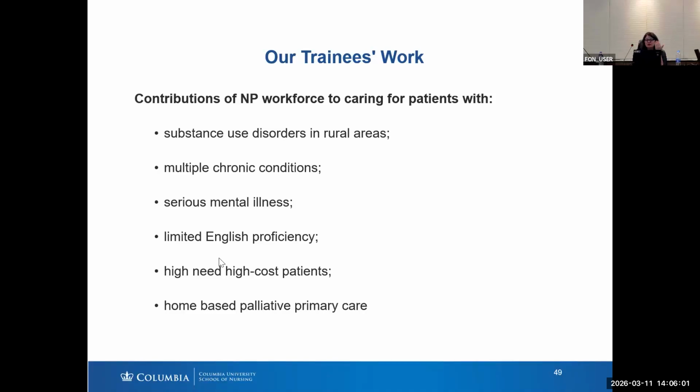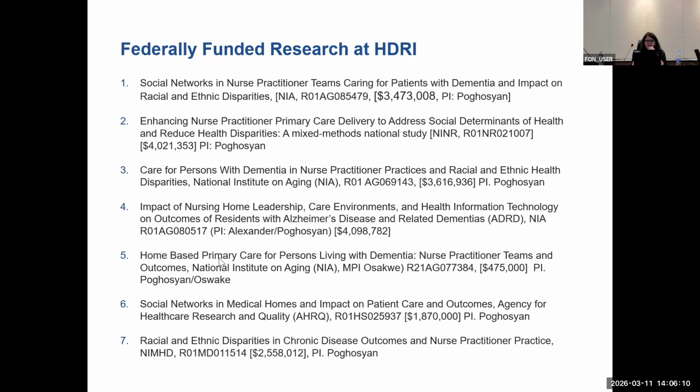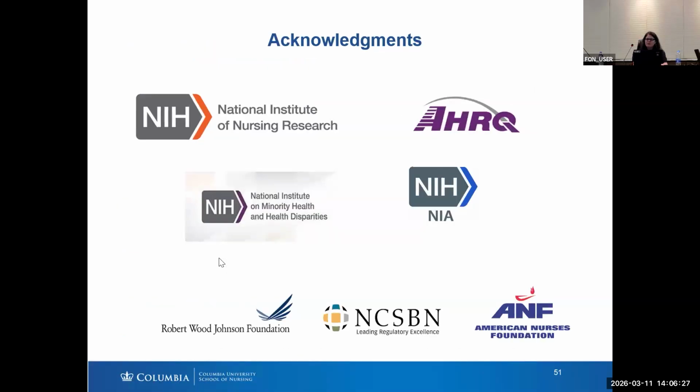So every year students are joining our team and conducting different types of research, hopefully to produce more evidence to impact change. And these are some of the titles of our projects that we're working on. So hopefully, when we complete these studies, we'll have a robust body of evidence to help guide some change. And these are some of the organizations that give us money to do this work. So we cannot do work without funding.